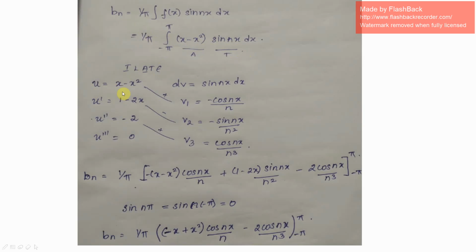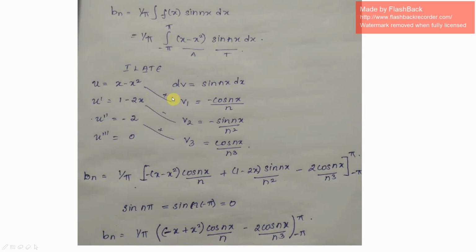So, you will choose it as x minus x squared. We'll find the derivative until it becomes 0. Now, the remaining terms we consider as 0 and we'll find the derivatives. Sorry, we integrate it. So, integration, we'll get minus cos nx by n. Second derivative, second term integrating, you'll get something like this, that is minus sin nx by n squared. And third integration, you'll get cos nx by n cube.